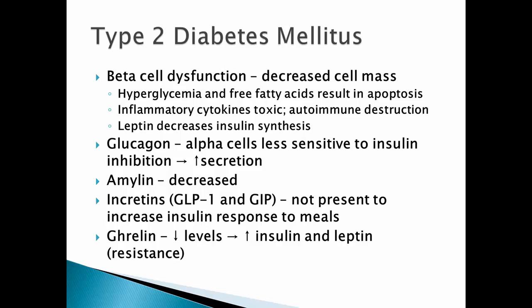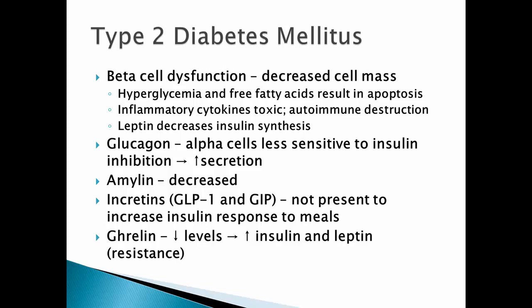With the glucagon pathway, as mentioned previously, the alpha cells become less sensitive to insulin inhibition. Therefore, there is more glucagon being secreted. Now remember, glucagon normally is inhibited by hyperglycemia and is secreted when the blood sugar drops, goes to the liver, undergoes glycogenolysis and gluconeogenesis.